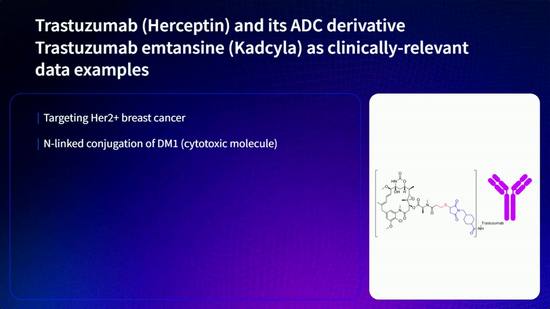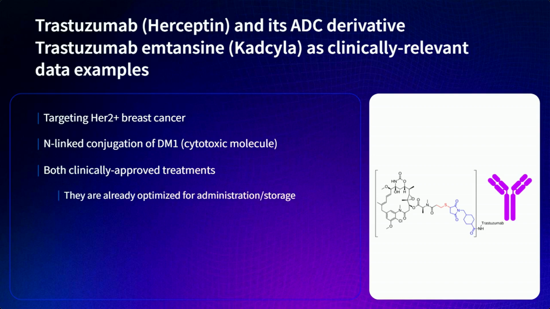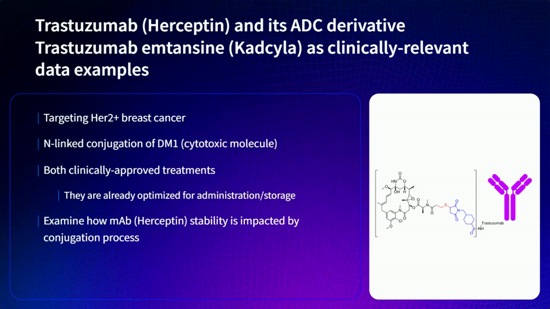Now, both of these have already reached the clinic, so they're both the optimized final formulation. The data we'll look at in a little bit is going to look optimal in terms of stability, but I'll talk through some things to watch out for when you're working with less than ideal candidates. And we'll look specifically about how the data enables us to see how conjugation impacts stability.